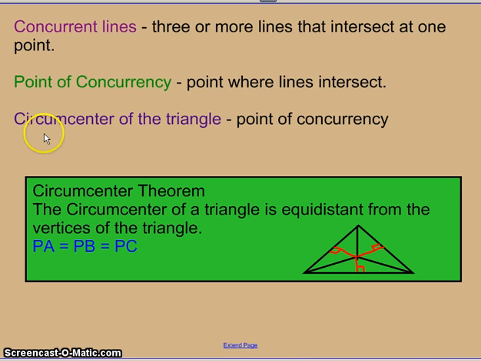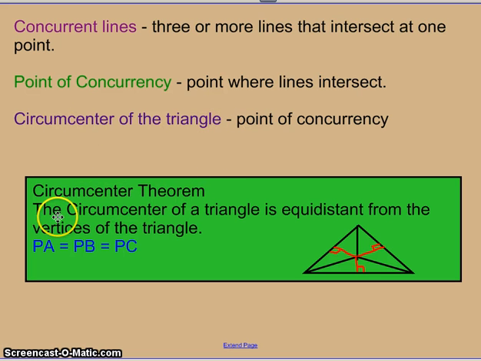All right. Then we have the circumcenter of a triangle, which is the point of concurrency of the perpendicular bisectors. So if we take the perpendicular bisectors of the sides, then we'll have the point of concurrency of the triangle, for the circumcenter of the triangle.